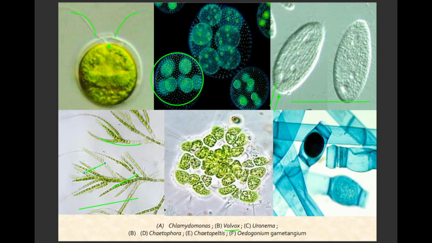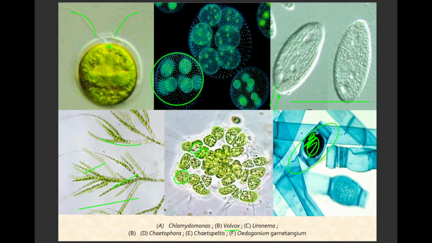Okay? Now, ito naman si E. Meron kang parang disc-like na thallus. So, this is your Chaetopeltis. And this one naman, makikita mo yung gametangium ni Oedogonium na meron kang darkened, stained na cell sa loob niya. But yeah, that's the gametangium of your Oedogonium.